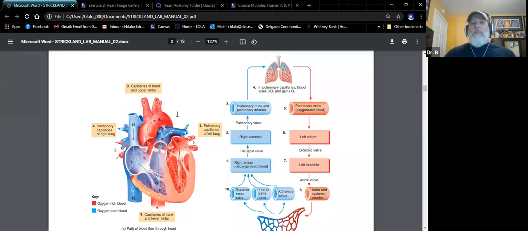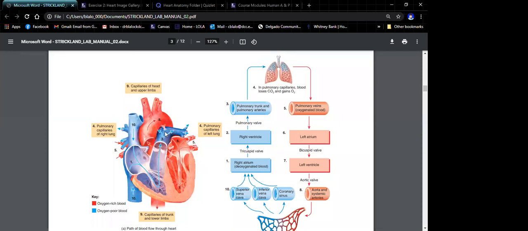So I'm pointing this out because when we start identifying the vessels coming off the heart here, you can't just use red and blue when we're talking about pulmonary vessels. Everything else in the body. I get it wrong all the time.